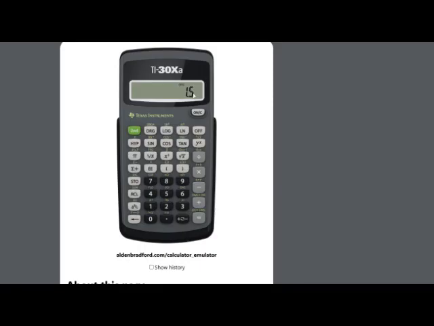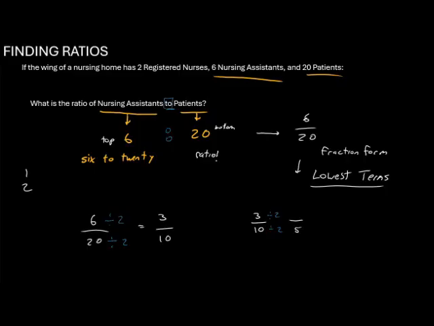That does not divide evenly, and so that will not take us to lowest terms, because in lowest terms, we must have whole numbers. So if we tried writing 1.5 over 5, that would be incorrect. We must only have whole numbers in order to be lowest terms.